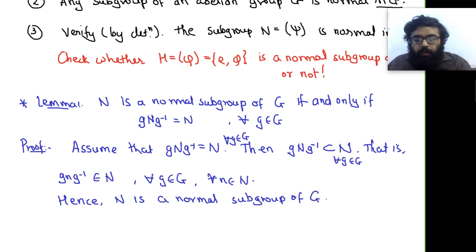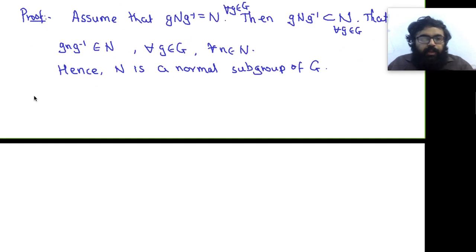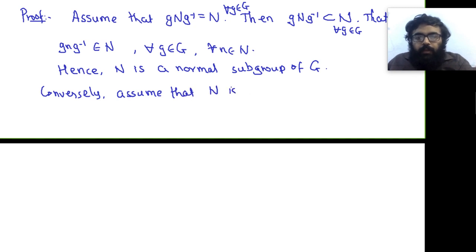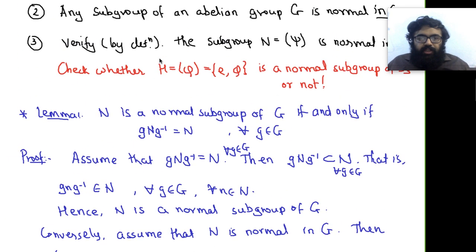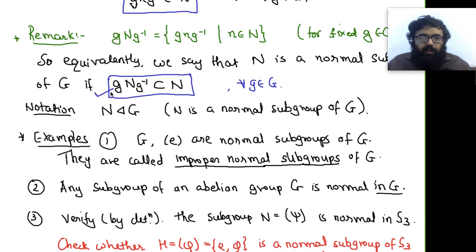Now the converse. For the converse, conversely, assume that N is normal in G. So we have then, for any g in G, by the definition of normal, that g N g inverse is a subset of N. Equivalently, we can say that g N g inverse is a subset of N.